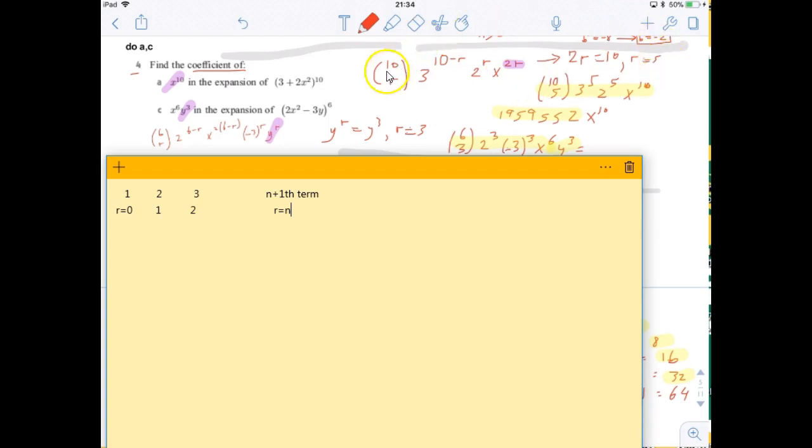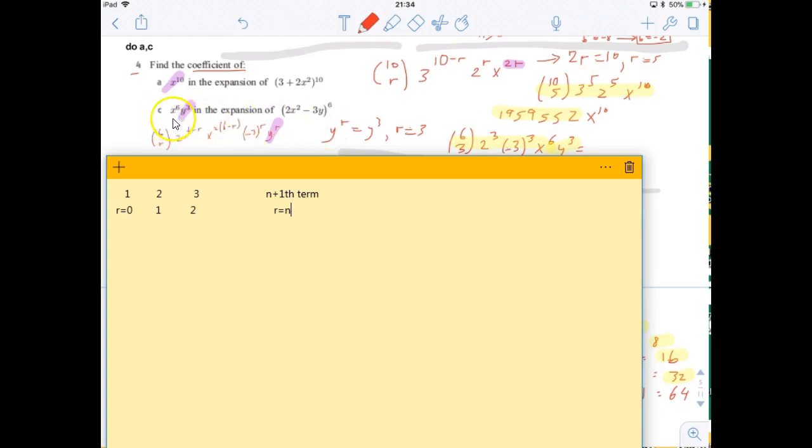So we put in 5 into 10 choose r, and we get 10 choose 5. We put 5 into 3 to the 10 minus r, and it becomes 3 to the 5th. And then we put 5 into 2 to the r, so it becomes 2 to the 5th. And of course, when we put 5 into x to the 2r, it gives us x to the 10th, because that's why we chose r equals 5. So now we take 10 choose 5, 3 to the 5th, and 2 to the 5th. We multiply it all in our calculator, and we get this enormous number, 1,959,552. Okay? Whew. All right.